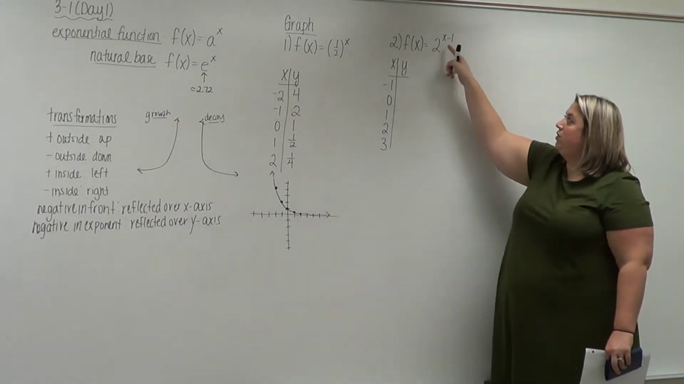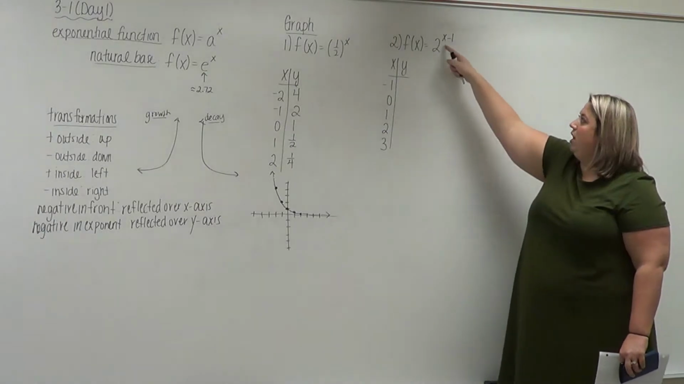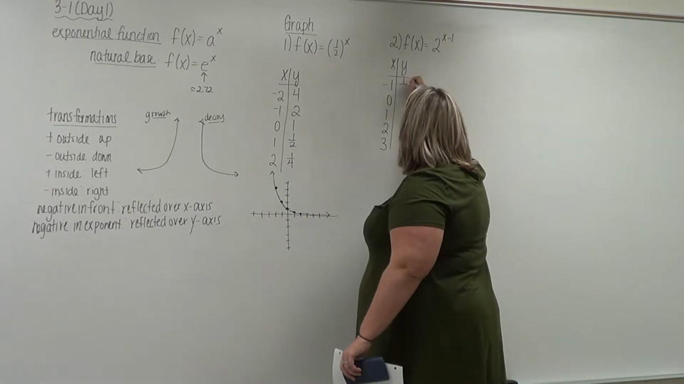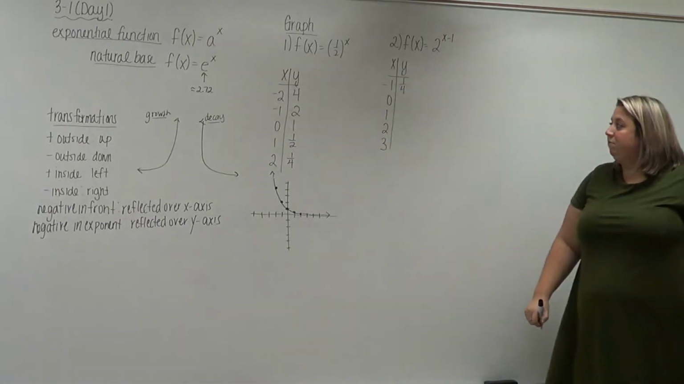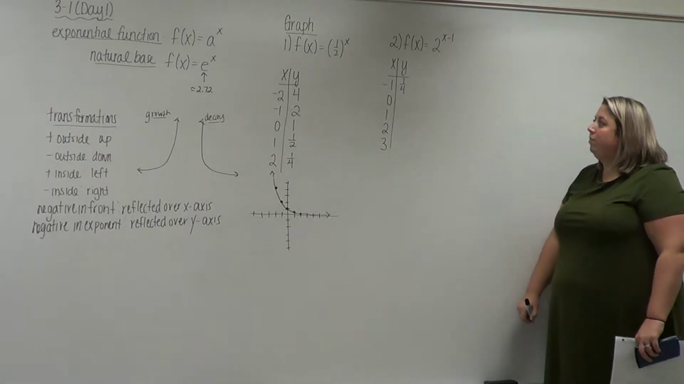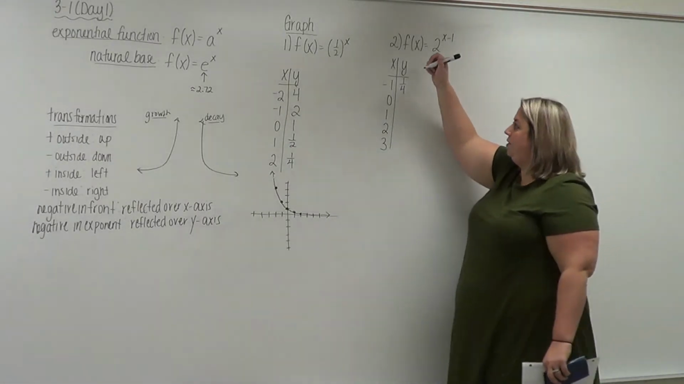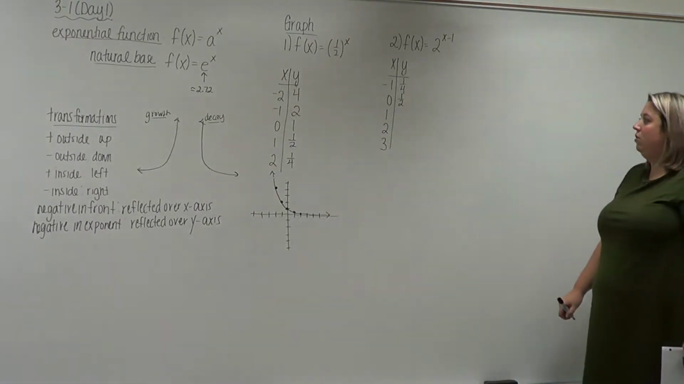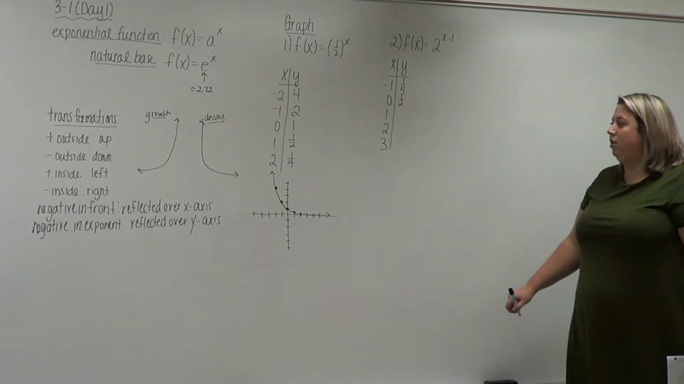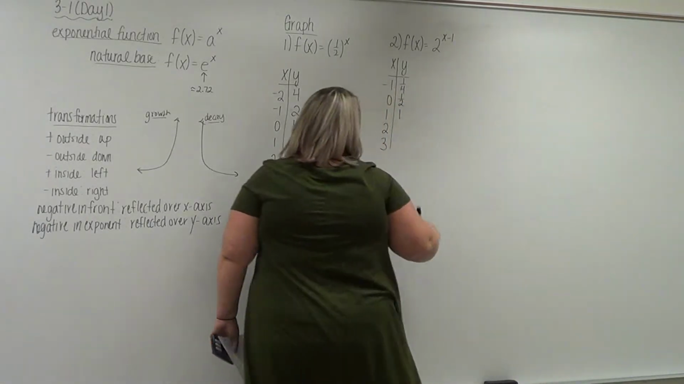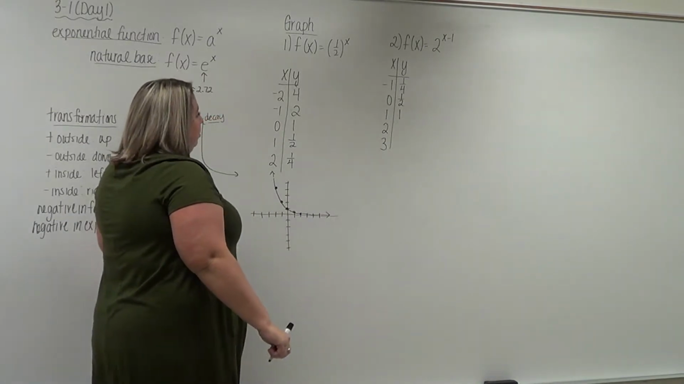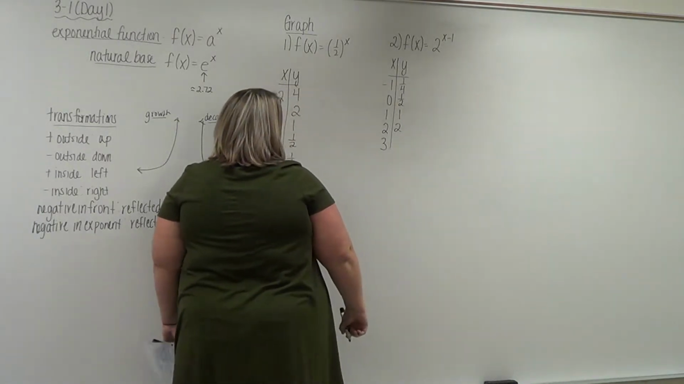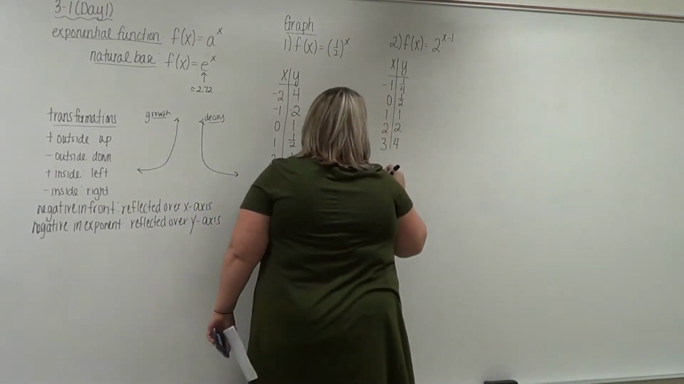Okay, make sure you follow your order of operations. So you have to figure out what the exponent is first before you can take the power to that. So -1 minus 1 is -2. 2 to the negative second. 0 minus 1 is -1. 2 to the negative first is 1/2. 1 minus 1 is 0. 2 to the 0 is 1. 2 minus 1 is 1. 2 to the first, 2. And 3 minus 1 is 2. 2 squared is 4. Okay, what do you notice about these?